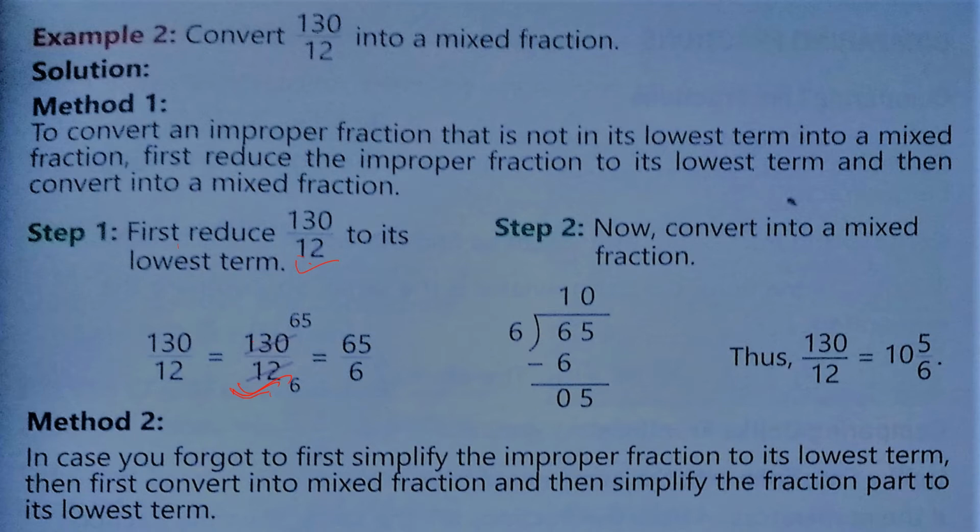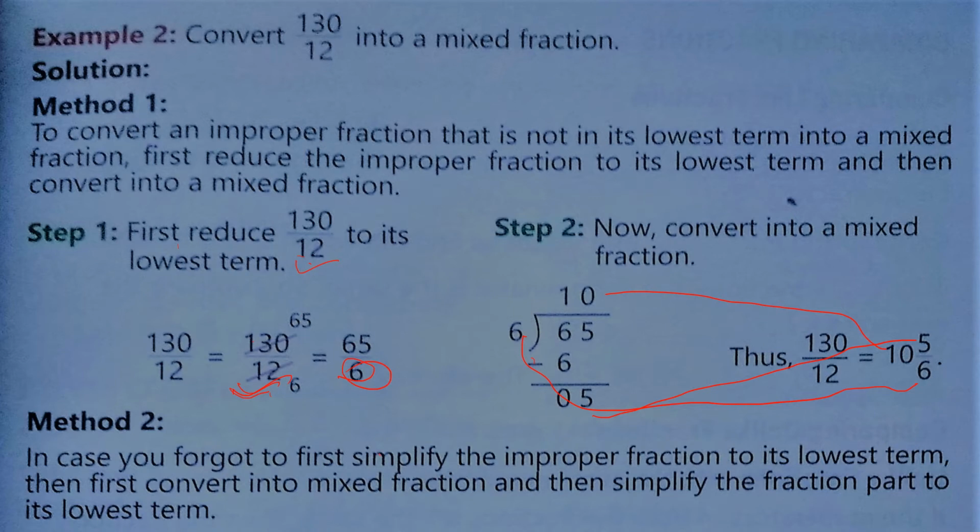Now we will divide this. 6 1s are 6, and 0 by 5 will come down. 5 is smaller than 6, so 0 will go up, and it will become 10. So this number will become the whole number, your remainder will become the new numerator, and the denominator remains. Got it?